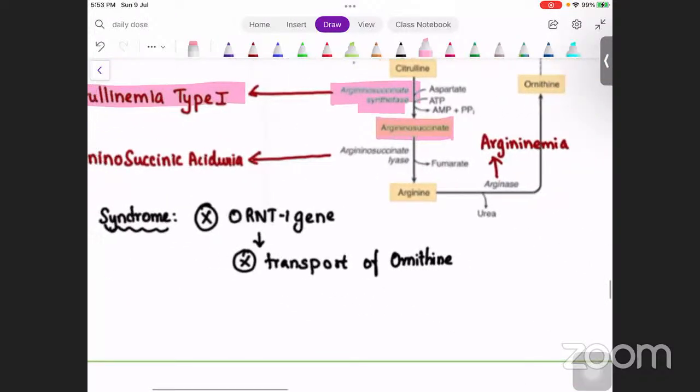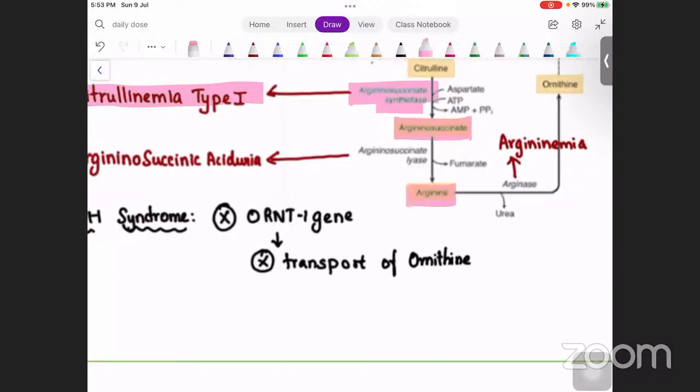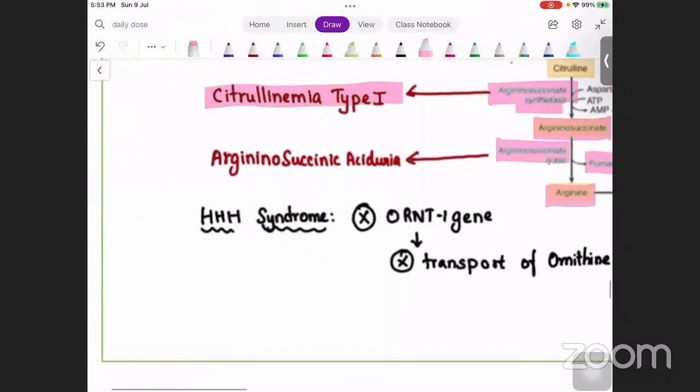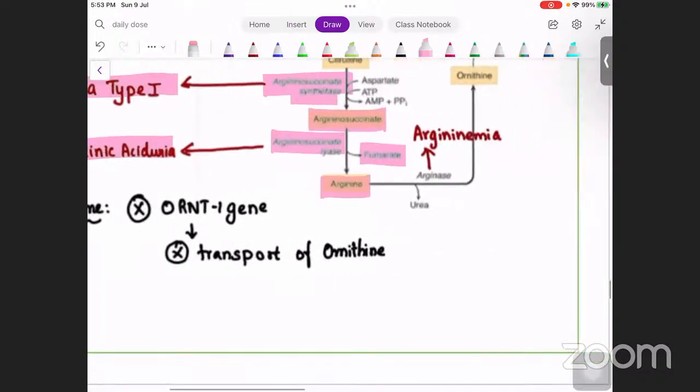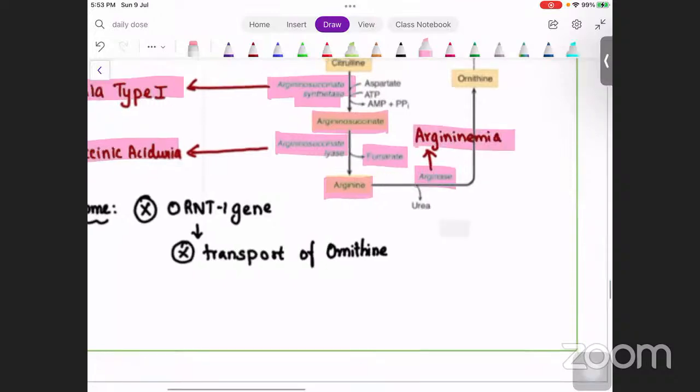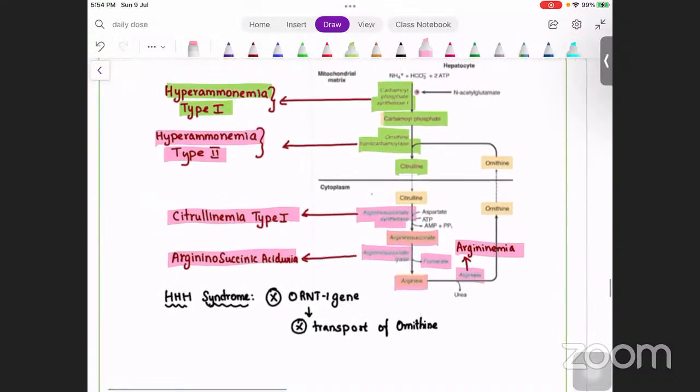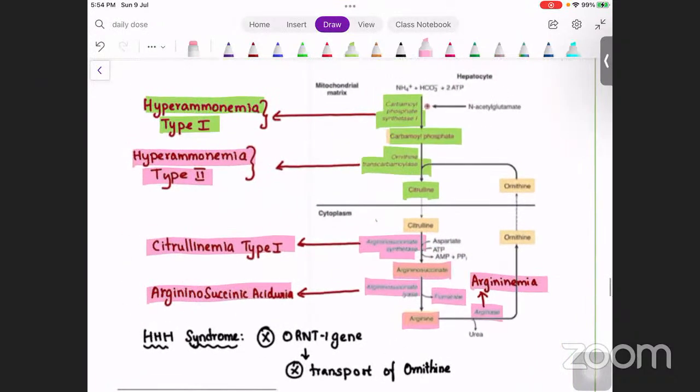And argininosuccinate will be broken down into arginine and eliminate fumarate, mediated by argininosuccinate lyase, where the enzyme defect could result in argininosuccinic aciduria. And then arginine will be converted into ornithine by arginase, while the enzyme defect is argininemia. So 5 enzymes, 5 diseases. The 5 enzymes are CPS1, OTC, argininosuccinate synthase, argininosuccinate lyase, and arginase.